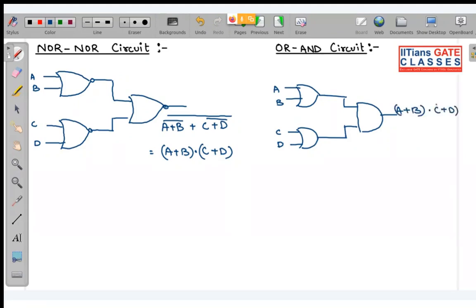Any doubts in this? Tell me. Any doubt? Tell me yes or no. Any problems up to this point?